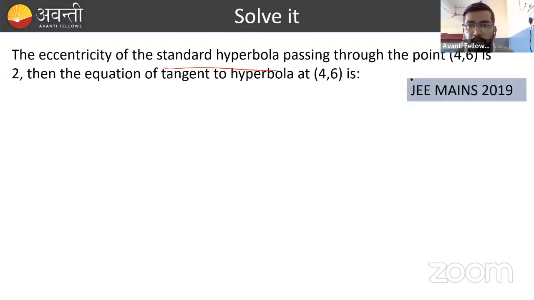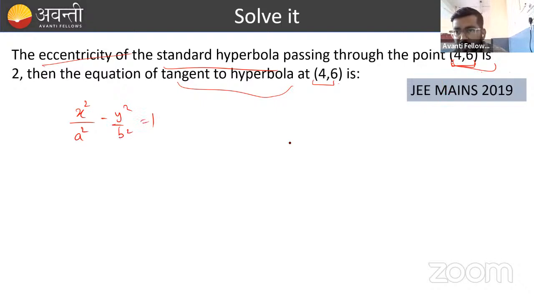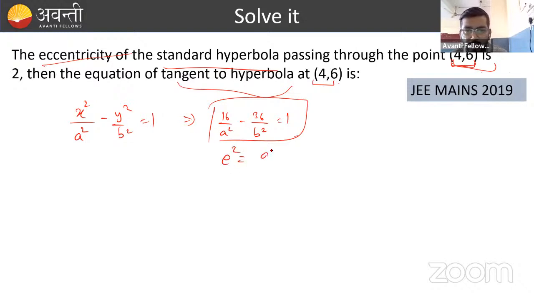The eccentricity of a standard hyperbola passing through the point 4 comma 6 is 2. Then the equation of tangent to the hyperbola at 4 comma 6 is. This is a very interesting question. The eccentricity of the standard hyperbola is 2, and the hyperbola is also passing through the point 4 comma 6. First of all, the standard hyperbola equation is x square by a square minus y square by b square equals to 1. Since this is passing through 4 comma 6, I can write 16 by a square minus 36 by b square equals to 1. So I get a relation between a square and b square. This is one relation. And for eccentricity, I can write e square is a square plus b square upon a square, right?